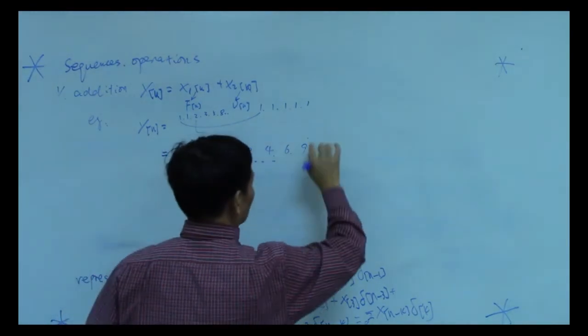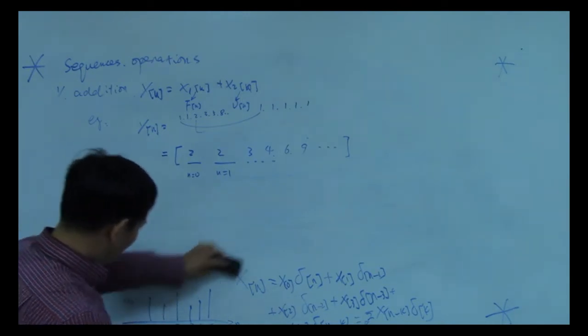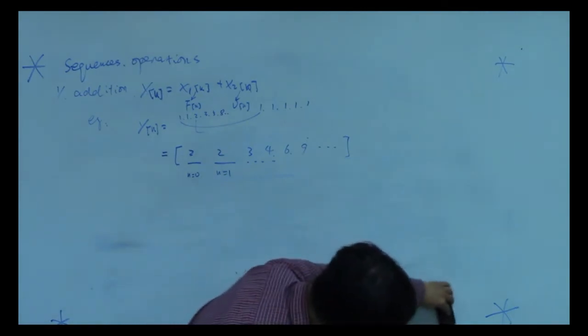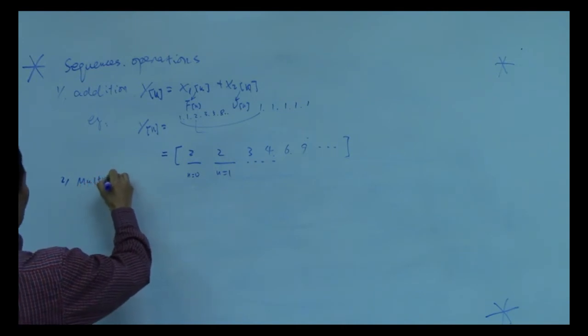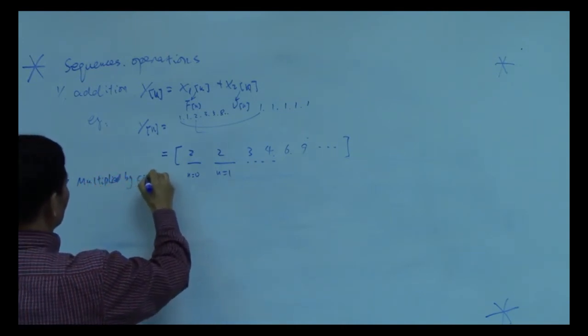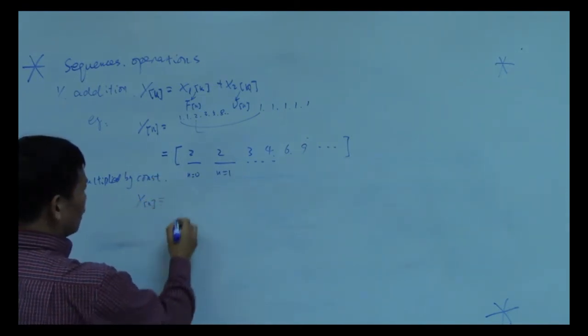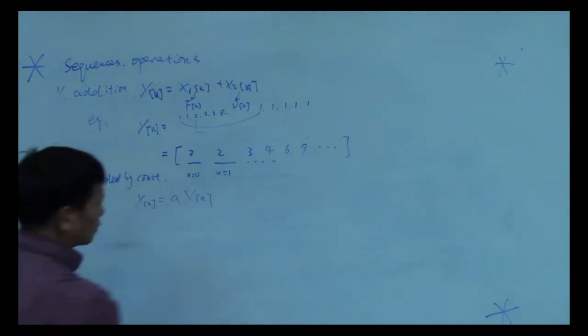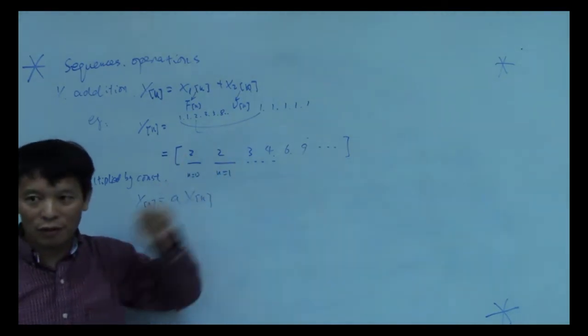So that is the sum of these two sequences. Does that make sense? All right. Next one is multiply by a constant. Like the output equals a constant A times the input sequence. That's not hard. You just multiply this constant to each of the values.